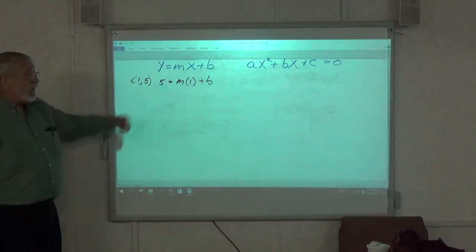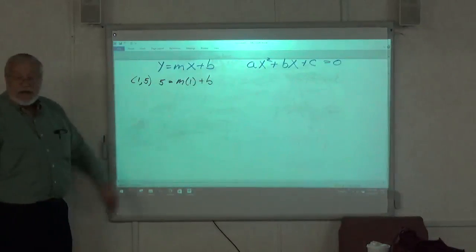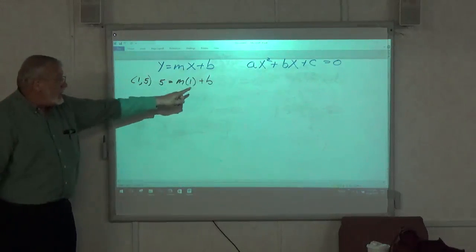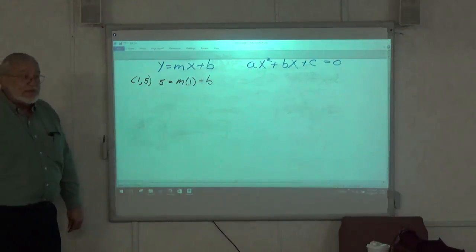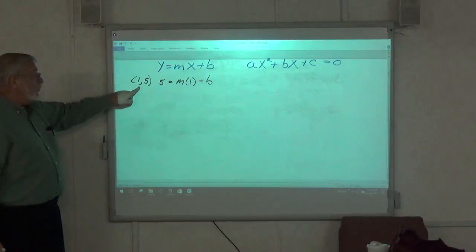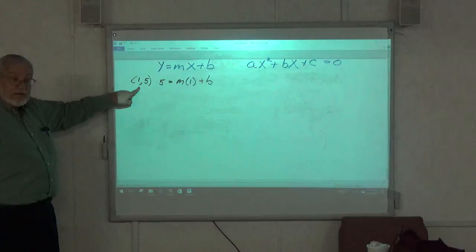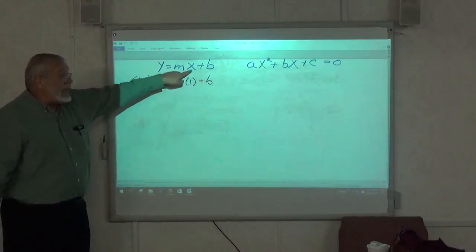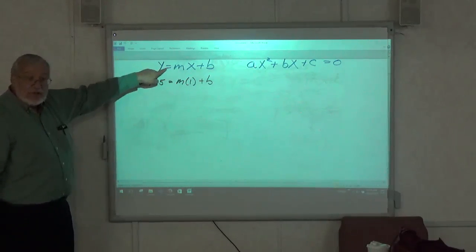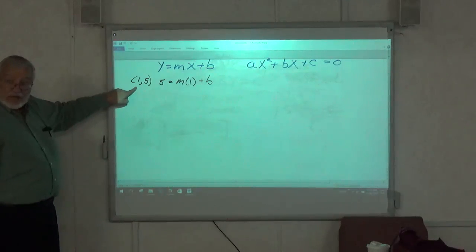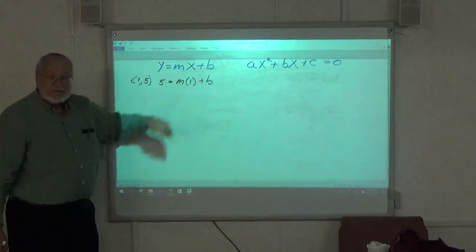Agree? If I gave you the slope, you could find b. If I gave you the b, you could find the slope with simple algebra. Okay? But what did I do with the x and the y? I plugged them in. I replaced the x and the y of the general equation with the values of x and y from this point. Now let's do the same thing over here.